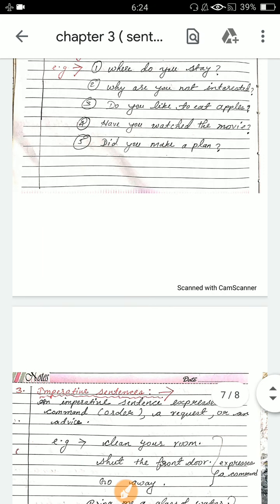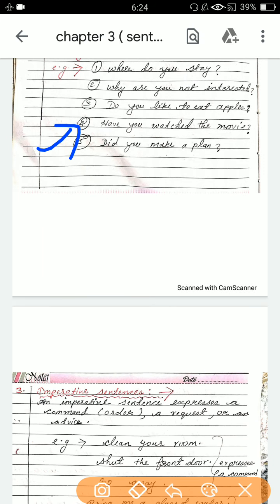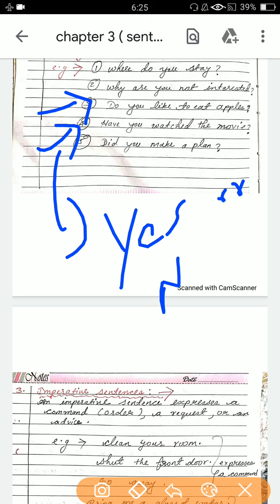Fourth example, have you watched the movie? In this question also, the answer can be yes or no. Either the person has watched that movie or has not watched the movie. So the third and fourth examples are yes or no questions.